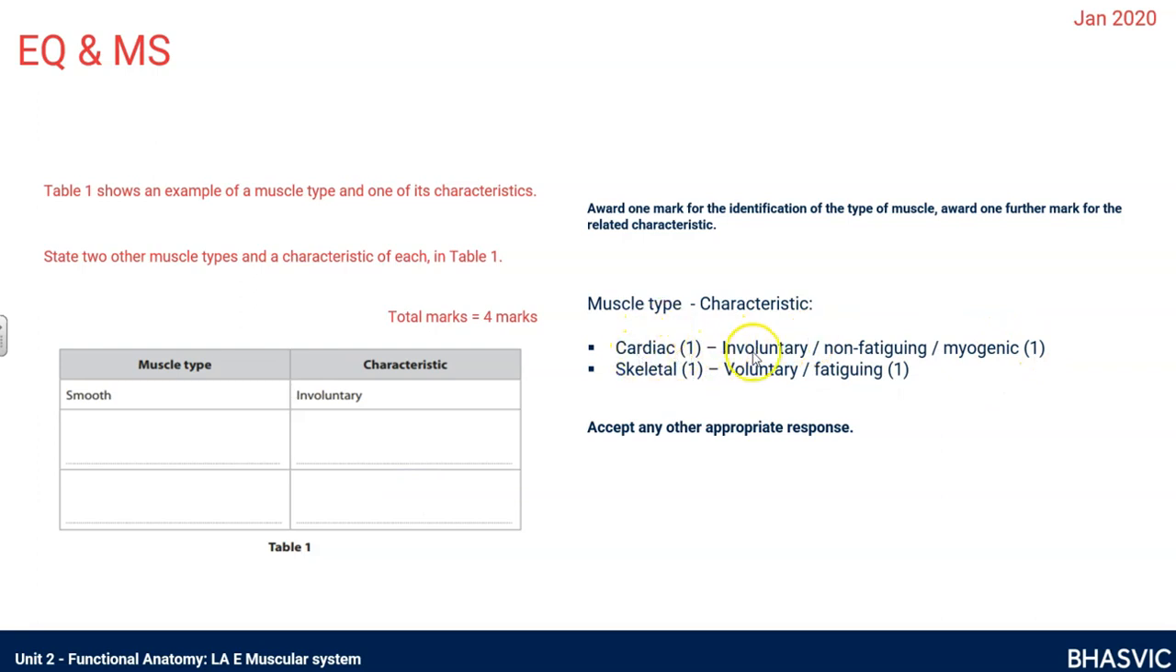So it's cardiac, involuntary, myogenic. That means it can contract kind of on its own. It doesn't necessarily need an impulse from your brain to tell your cardiac tissue to contract. It can do it involuntarily itself. Skeletal muscle tissue, voluntary. We do make them contract, and it does get tired. So any one of those characteristics would have been accepted, or another relevant, appropriate response.